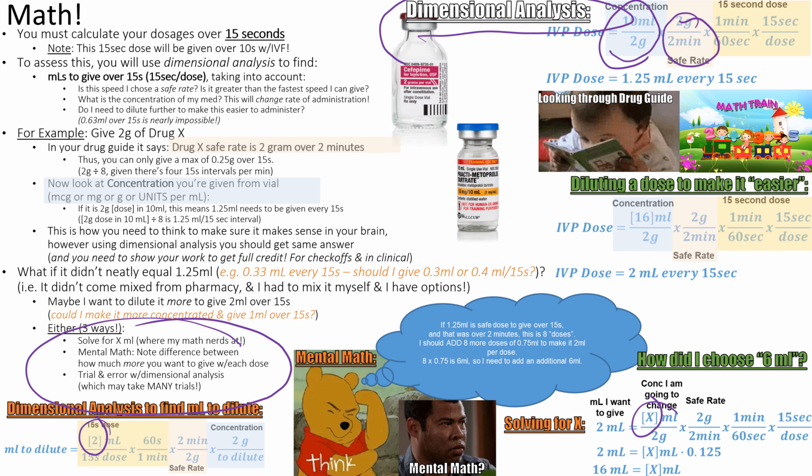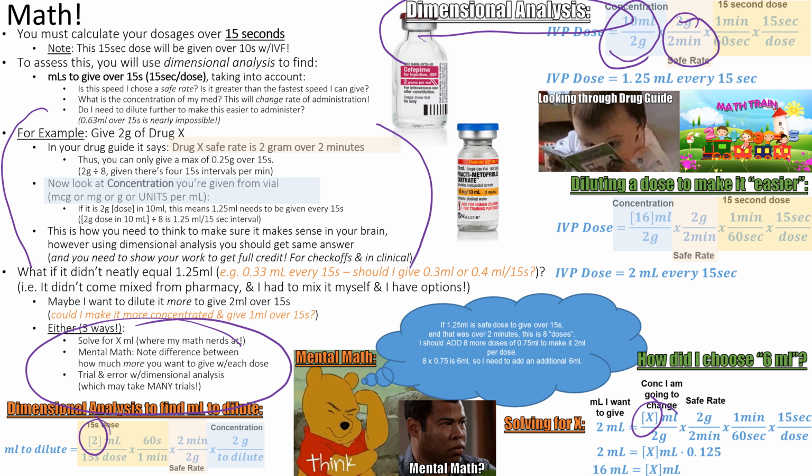So this example gave you a 2 gram dose, right, of drug X. I need to give 2 grams. It's safe to give 2 grams over 2 minutes, right? That's my safe dose. I can't go any faster than that. I can go slower, but I can't go faster. So look at the concentration of the vial. The vial says how many mLs I'm giving, and that's going to tell me how fast I can give it, right? So I'm going to get a number out of that.